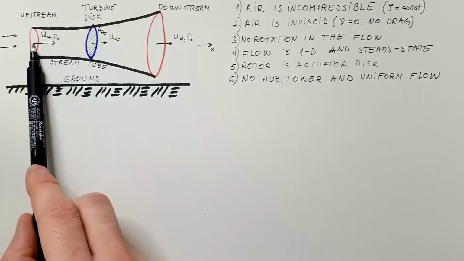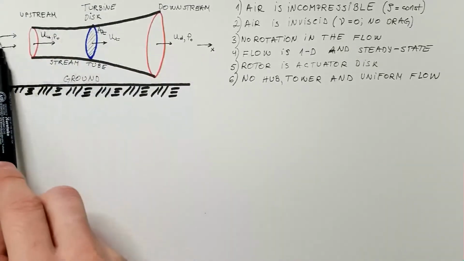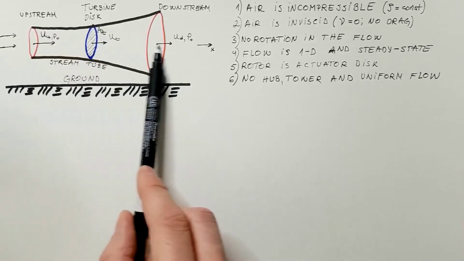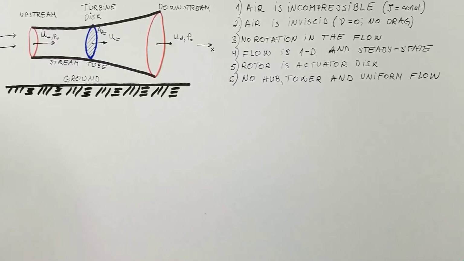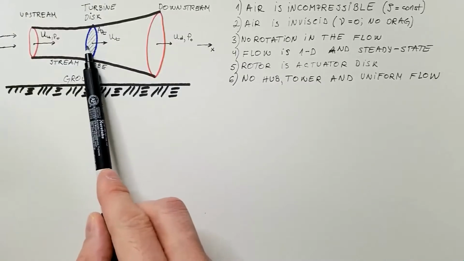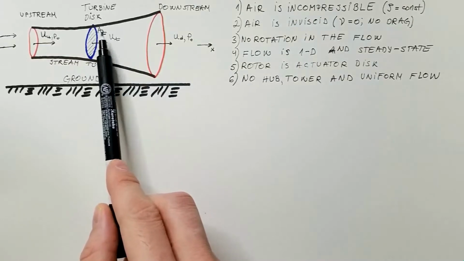Pressures are the same here, and they are P naught. Wind, of course, is coming from left to right, as you can see, and this is also my positive X direction. Swept area of this rotor is AT, area of the turbine.